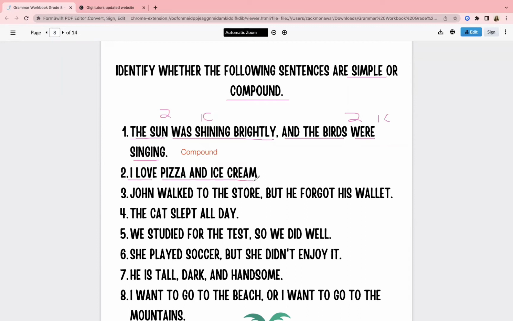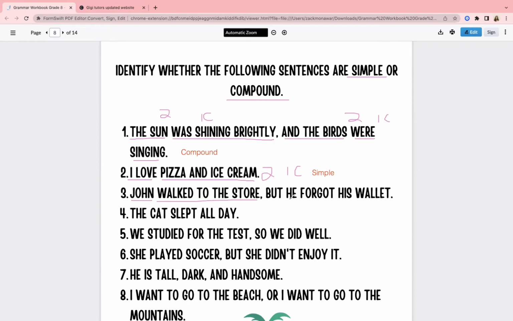Okay, let's look at this second one here. I love pizza and ice cream. So it may seem like a compound sentence, but really we're only saying one thing here. I love pizza and ice cream. Our subject is I and our verb is love. So this is a simple sentence because it's only one independent clause.